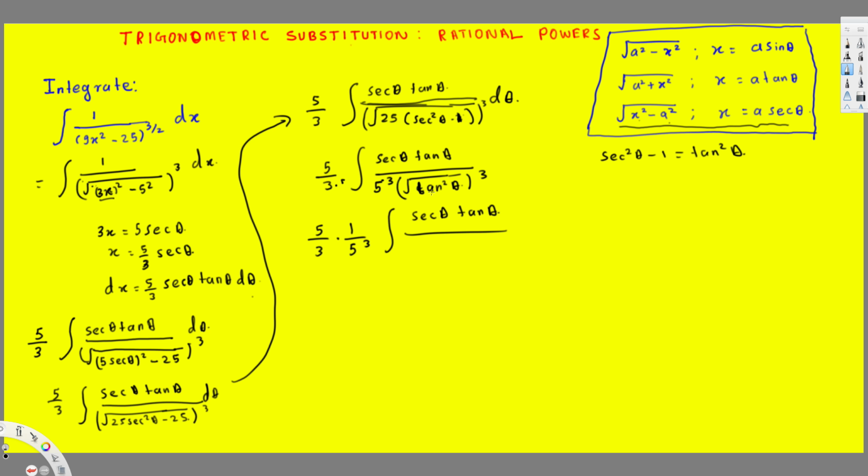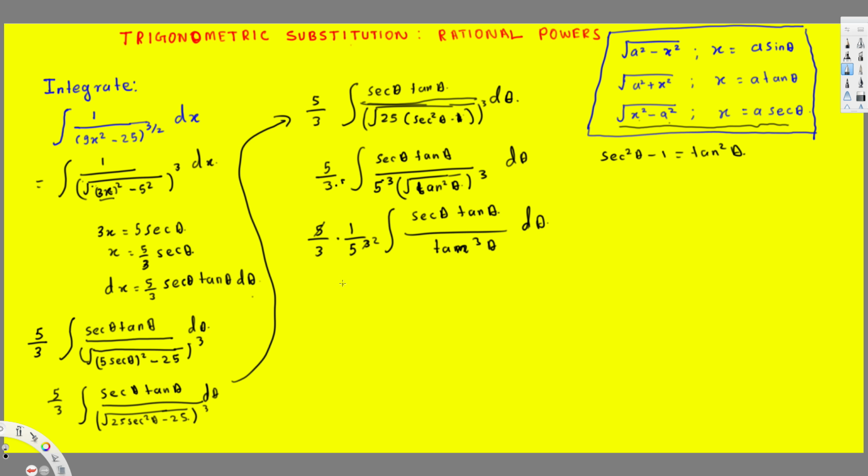I can take the square root out, so this is going to be tan theta, and that's going to be powered by 3. So this is going to be tan cube theta right now. So tan cube theta, and also we have d theta. Now we can cancel one of these 5 right here. So if I cancel this one, this is going to be square. So we have a square, and 5 square is 25.